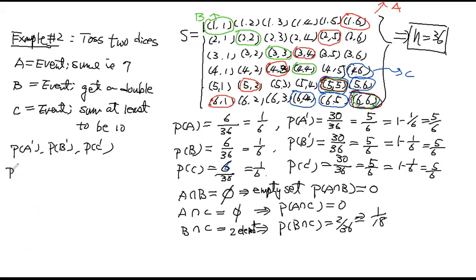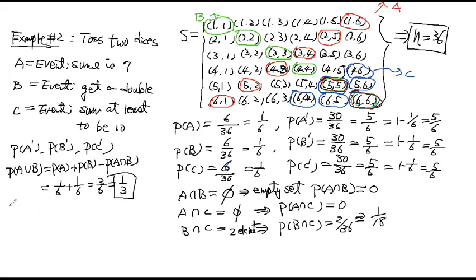So like the probability of A union B, remember we say the probability of A plus the probability of B minus the probability of A intersect B. The A intersect B is equal to 0. So it's 1/6 plus 1/6. So it's 2/6. So it's 1/3.